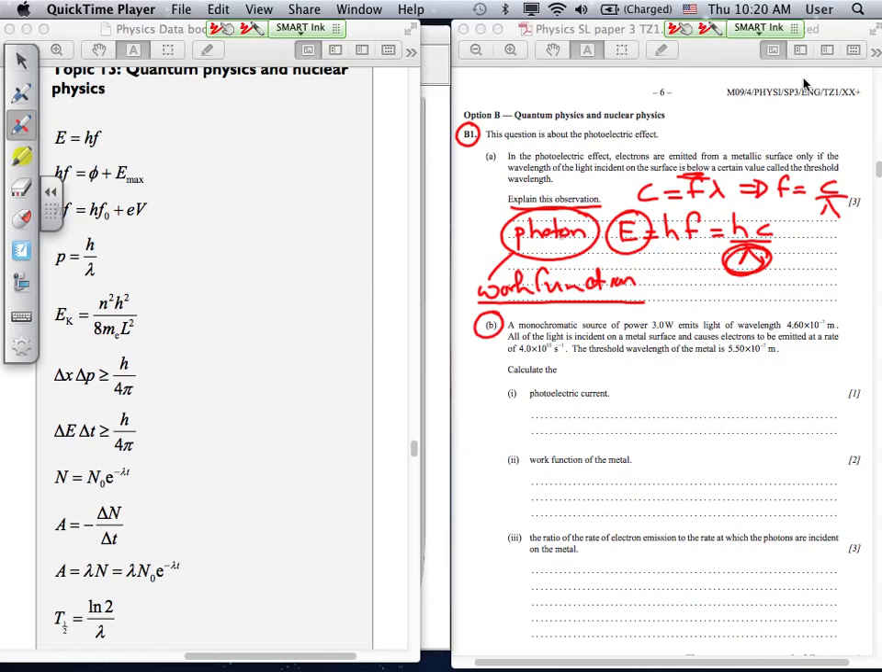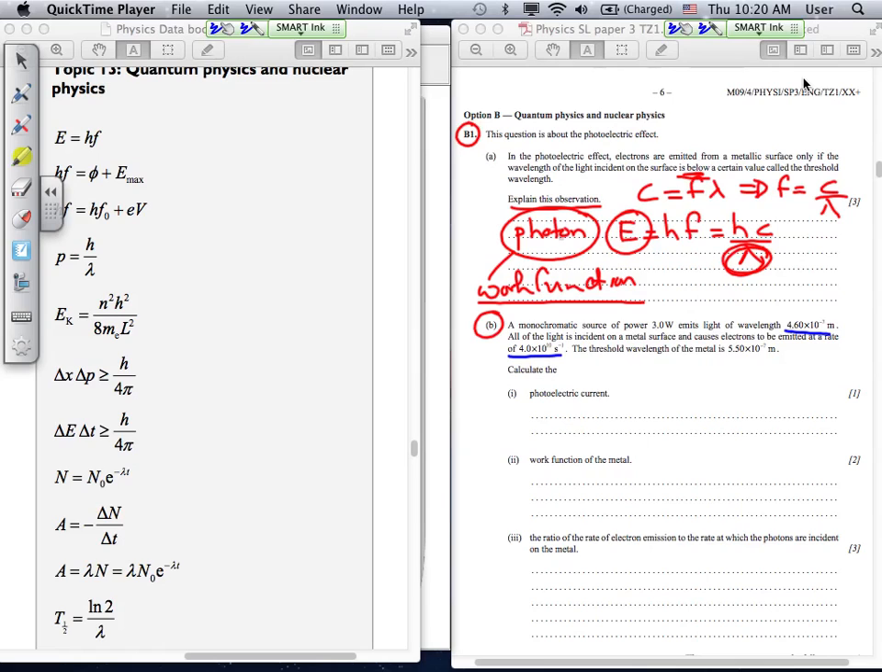Question B. We have a monochromatic source of power 3 watts, which emits light of a wavelength of 4.6 times 10 to the negative 7 meters. All the light is incident on a metal surface and causes electrons to be emitted at a rate of 4 times 10 to the 10 per second.